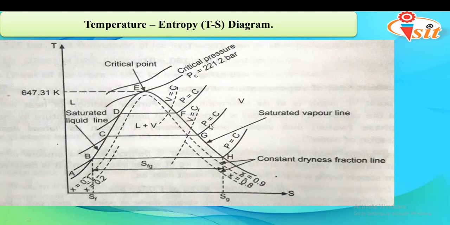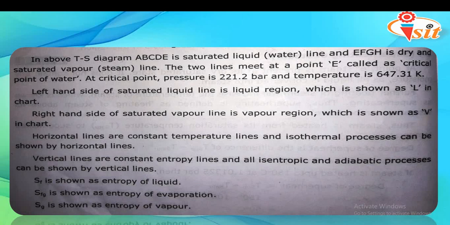So this was all about the TS diagram. Whatever we have discussed, all of it is given here. You can just go through these statements which are given. Whatever the diagram is, it is discussed in this slide.